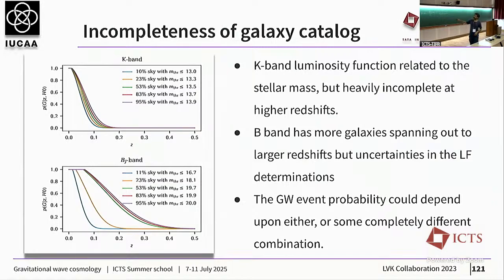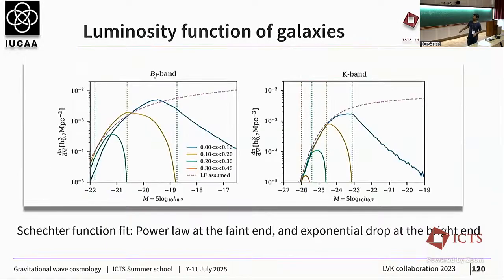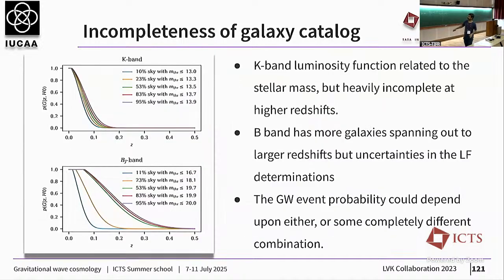So here are the plots. Based on these luminosity functions, you can now estimate the probability that the host galaxy of your gravitational wave event, given the redshift and H naught, is going to be in the catalog. What you are seeing here is for the K band, and this is for the BJ band, with redshift on the x-axis.